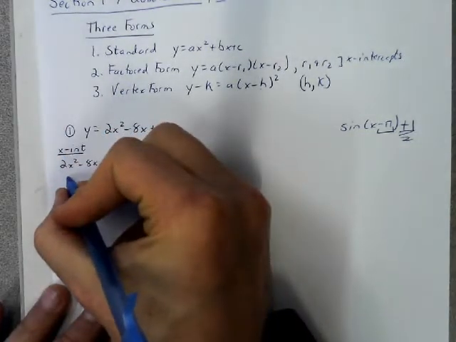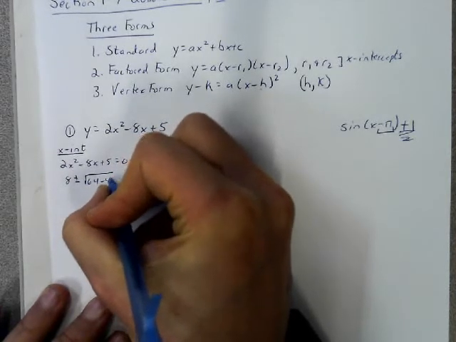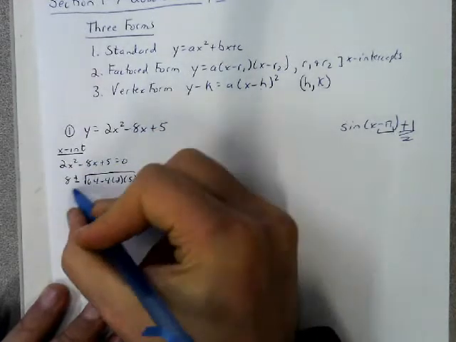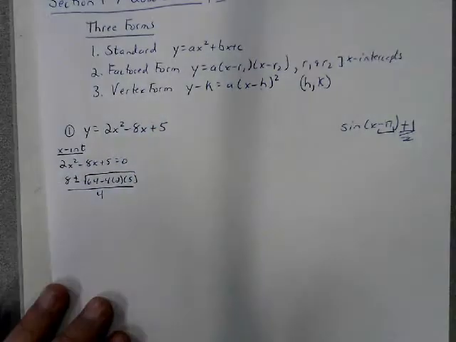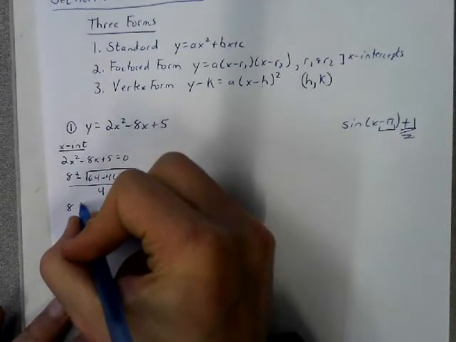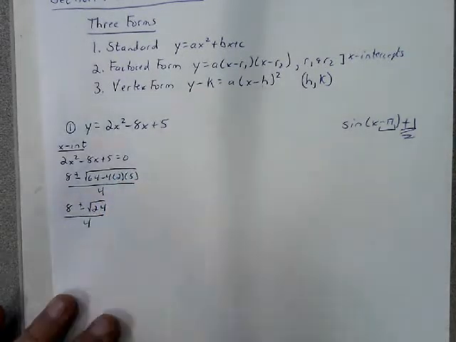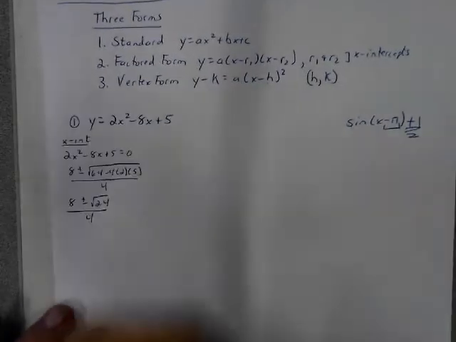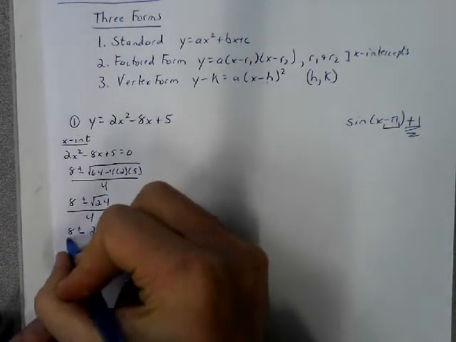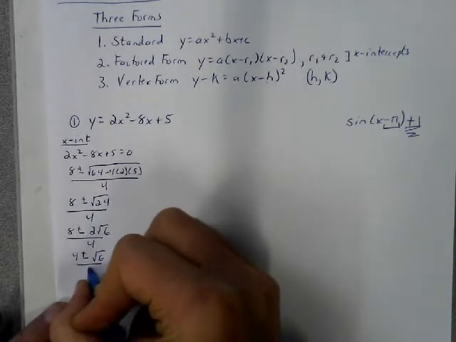When we use the quadratic formula, we get 8 plus or minus the square root of 64 minus 4 times 2 times 5, all over 4. When we simplify this, we get 8 plus or minus the square root of 24 over 4, which then becomes 8 plus or minus 2 root 6 over 4, or 4 plus or minus the root of 6 over 2.